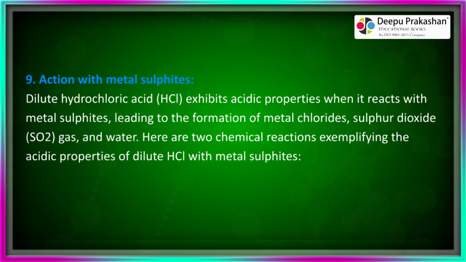9. Action with metal sulfites. Dilute hydrochloric acid, HCl, exhibits acidic properties when it reacts with metal sulfites, leading to the formation of metal chlorides, sulfur dioxide, SO2, gas, and water. Here are two chemical reactions exemplifying the acidic properties of dilute HCl with metal sulfites.